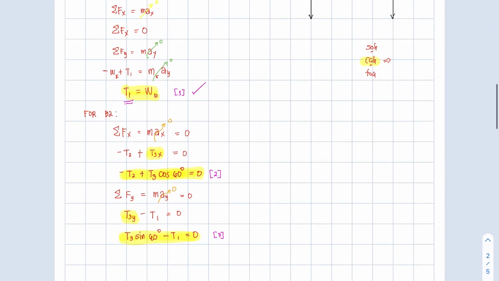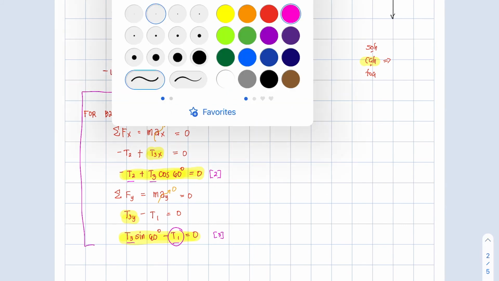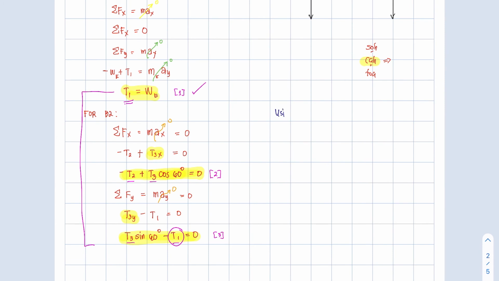For the second equation, I am dealing with two unknowns, T2 and T3. For the third equation, I'm dealing with T3 and T1. So I will note that T1, I already knew this one. Therefore, I could utilize these two equations. So I will say here, using equation 1 and equation 3, I will have substitution, class, substitution.